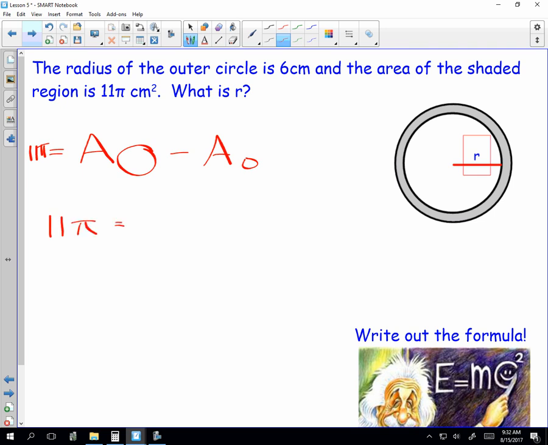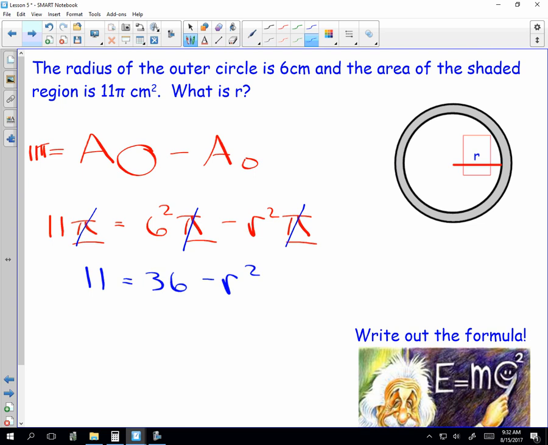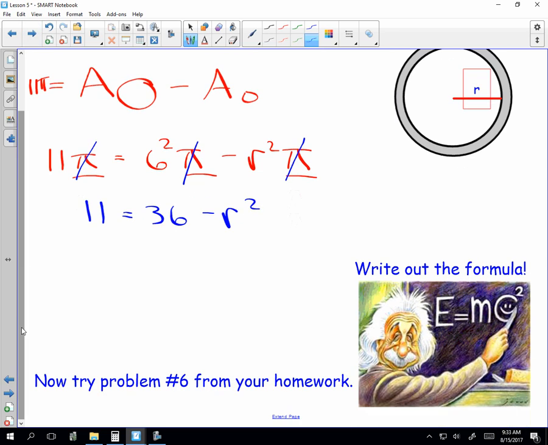We know that the outer circle is a 6 radius, so we have 6 squared pi. We know our inner circle is r squared pi. Once again, notice a pi in every value. That's our best case scenario, because if there's a pi in every value in the equation, we can divide it out and make our work a little easier. So 11 equals 36 minus r squared. And now we can go through and solve from there.